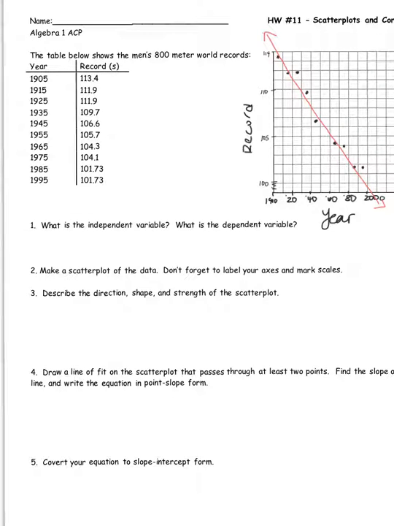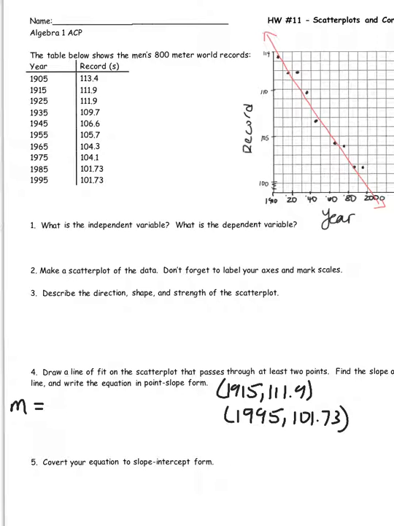So I'm working on question 4 right now, which says draw a line of best fit on the scatter plot that passes through at least 2 points, find the slope and write the equation in point slope form. So based on the points that I plotted and the red line that I drew, I'm going to be using the points 1915, comma 111.9, and then it also appears like we are going through the point 1995, comma 101.73. So if I wanted to find the equation in point slope form, I first need the slope of that.